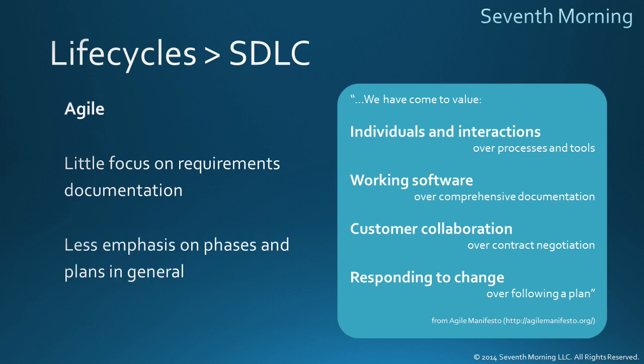Agile projects also have considerably less emphasis on phases and plans in general, where waterfall projects tend to create a big detailed plan up front, and that's called predictive planning. Agile projects tend to have more lightweight and adaptive plans. There is a little planning up front, and then planning is done collaboratively by the team, adapting to changes as they come up.